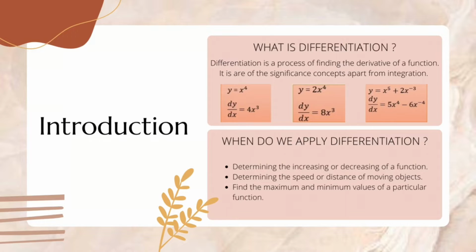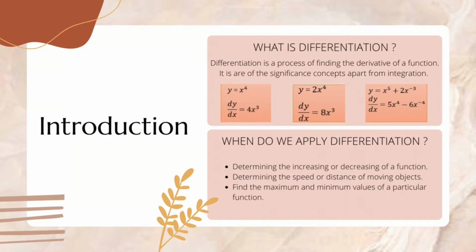These are some examples that we can try to differentiate. The first example is y equal to x to the power of 4. When we differentiate, it will be dy over dx equal to 4x to the power of 3. Next, y equal to 2x to the power of 4. When we differentiate, it will be dy over dx equal to 8x to the power of 3. And last but not least, y equal to x to the power of 5 plus 2x to the power of negative 3. When we differentiate, it will be dy over dx equal to 5x to the power of 4 minus 6x to the power of negative 4.